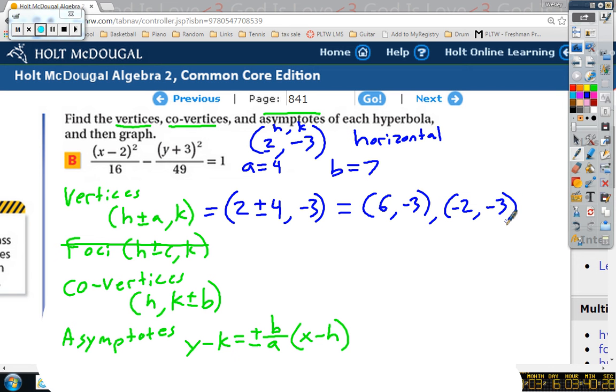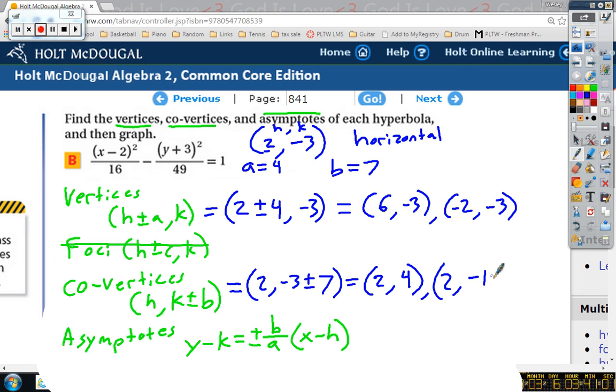Come down to my co-vertices. I have H, which is 2. I have my K, negative 3, plus or minus B, which is 7. Equals 2, comma, negative 3 plus 7 is 4. And 2, comma, negative 3 minus 7 is negative 10.